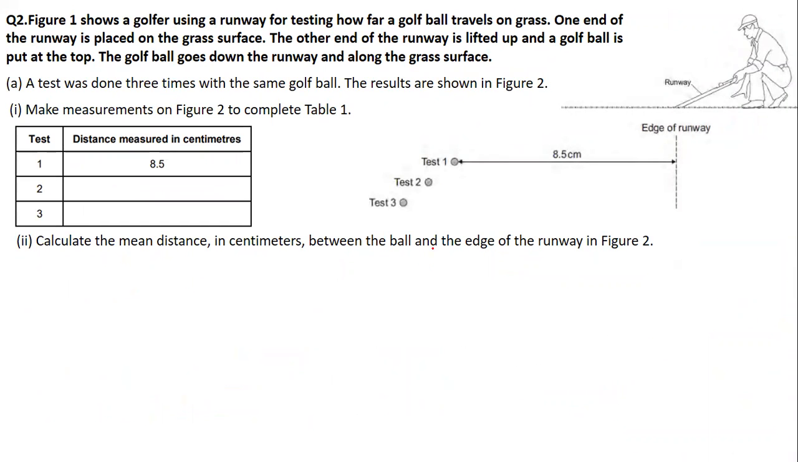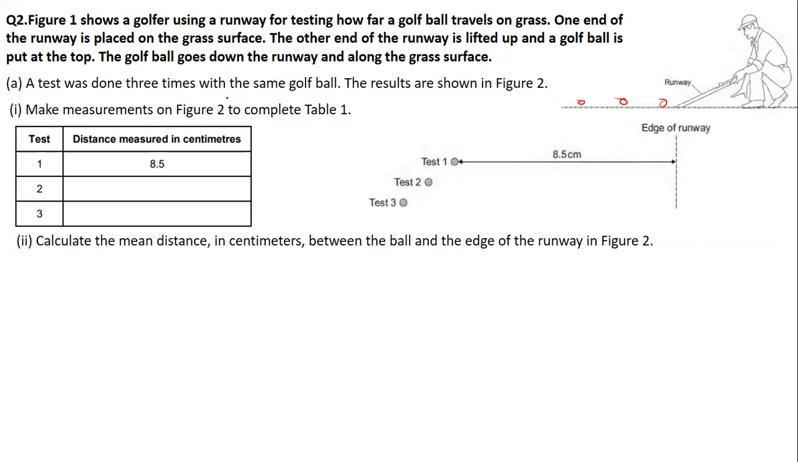Figure 1 shows a golfer using a runway for testing how far a golf ball travels on the grass. So what he does is, you have a small inclined plane, you take a golf ball over here, and this is a runway, so you drop it over here and just let it go. One end of the runway is placed on the grass surface, the other end is lifted up, and the golf ball is put on the top. As a result of gravity, it starts moving like this, and then it starts moving in this direction.